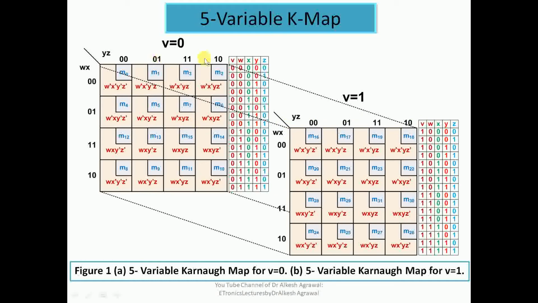The next important thing is that this map is assumed to be overlapped over this map, so that the m0 min term coincides with m16, m1 coincides with m17, and so on. This whole row coincides with this whole row, this whole column coincides with the whole column, and so on. So what we assume is that this whole map is overlapped over this whole map. Now we have to focus on these two maps in order to make the biggest group out of the min terms or max terms. We will see in subsequent slides how we can form the biggest group of min terms that is common to both maps, the v equal to 0 map and the v equal to 1 map.